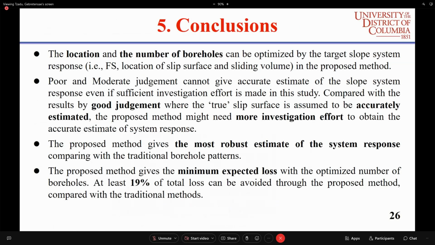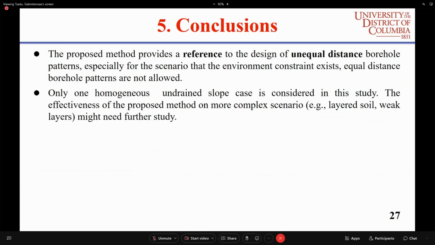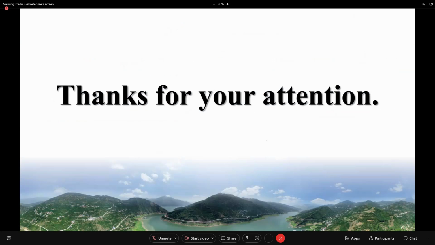The last slide summarizes all conclusions in this study. As you can see, the proposed method can optimize the location and the number of boreholes at the same time. And it gives the most robust estimate and minimum loss of the slope system. In addition, the proposed method provides reference to the design of uneven distance borehole patterns. In this study, only one homogeneous slope is considered. So the finding of the proposed method needs further study. Thanks for your attention.